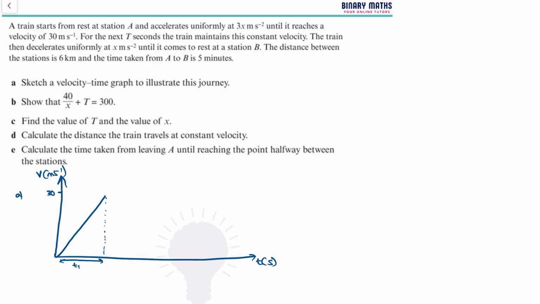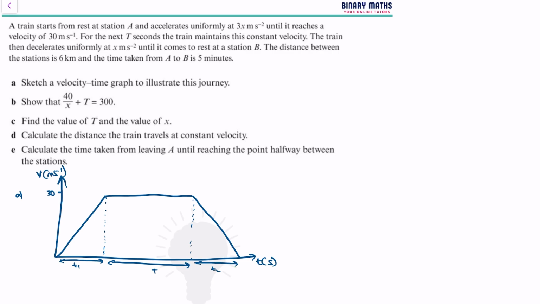Do we need to write that? Let's forget about writing that. Okay, the train then, sorry, what was the next one? For the next t seconds, the train maintains a constant speed, so velocity, up to t. And then the train decelerates uniformly at x meters per second squared until it reaches rest. So that means it's decelerating. We know this is t2.